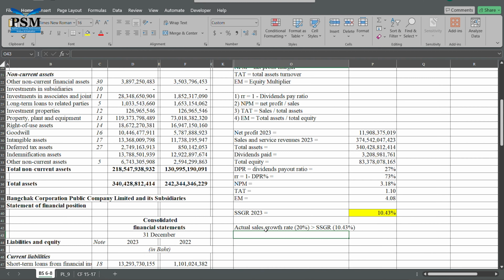The company is growing at 20%, but based on its capability and available resources, it should grow at 10.43%. That requires the company to seek external additional funding or improve its internal performance.